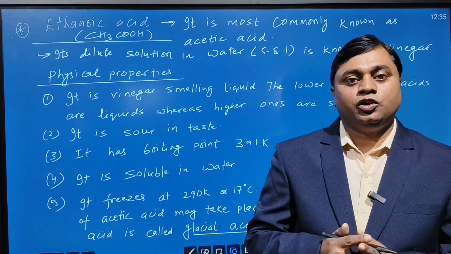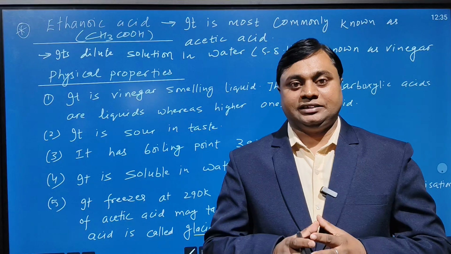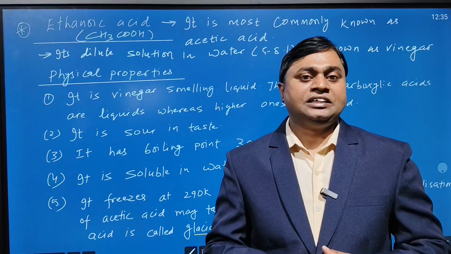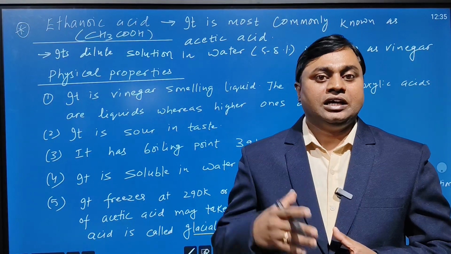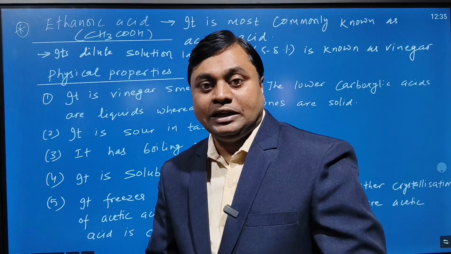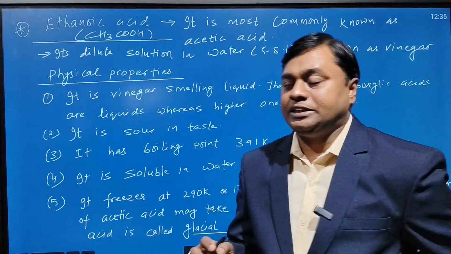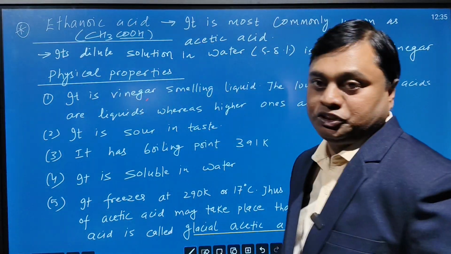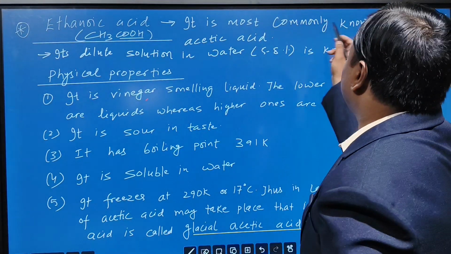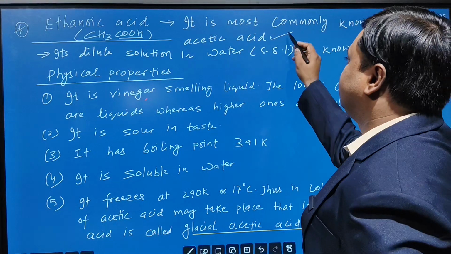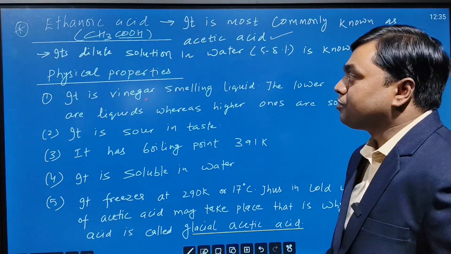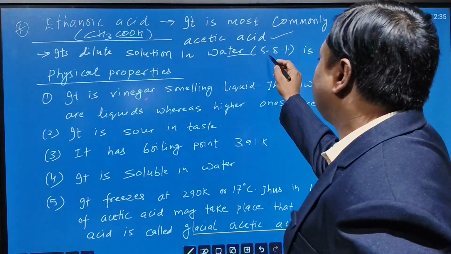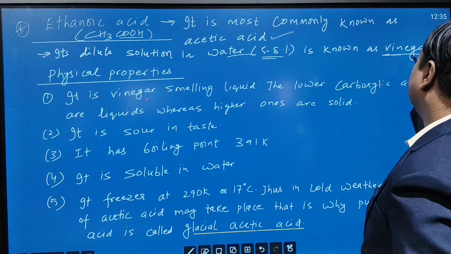Hello everyone. In this video, I am going to discuss ethanoic acid, its physical properties as well as chemical properties. Let's start. When we talk about ethanoic acid, the functional group present in ethanoic acid is what? A carboxylic acid. That is COOH. It is most commonly known as acetic acid. Very important. Its dilute solution in water, that is 5 to 8%, is known as vinegar.